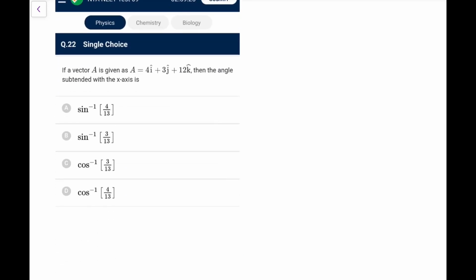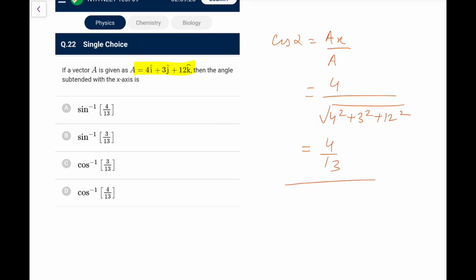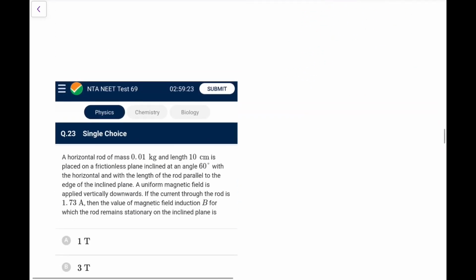Next, if a vector A is given by this, then the angle subtended with the x-axis, what generally we write as cos alpha, we write it as ax by a. So direction cosines that we call it, this would be 4 square plus 3 square plus 12 square. That's a standard result. 144 plus 25, that is 13. So it is 4 by 13. So cos inverse, not 3 by 13, it is 4 by 13. So it is option number D, cos inverse 4 by 13. So it's an easy one for you.